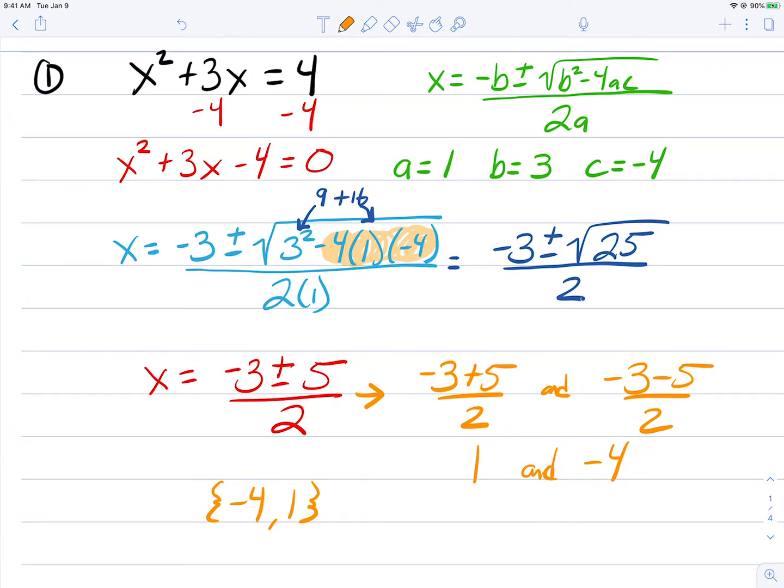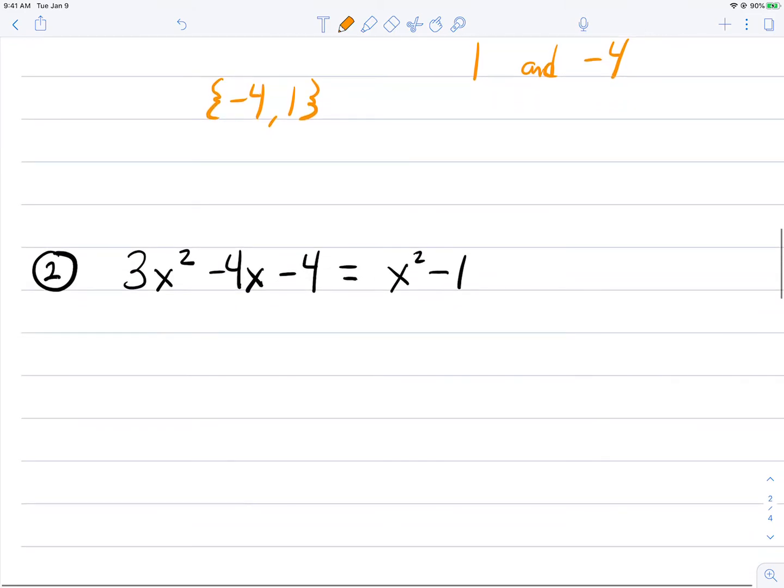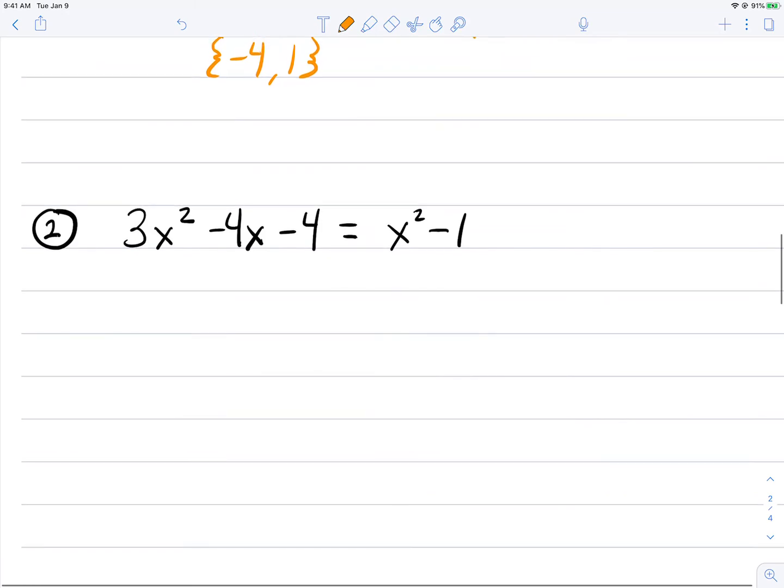So I've used the quadratic formula, I've plugged in my numbers, I've used order of operations, and I found my two answers. Okay, let's try another one. So here's problem number 2 of, I believe it's just 2. This is the last one we're going to do.